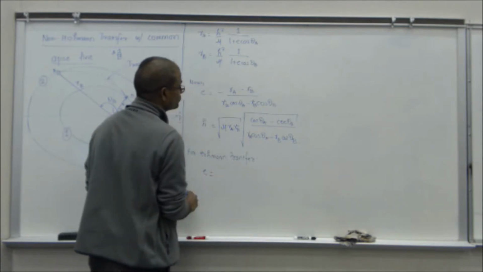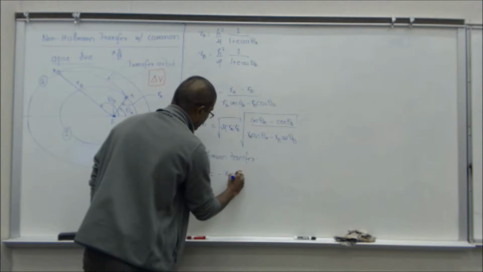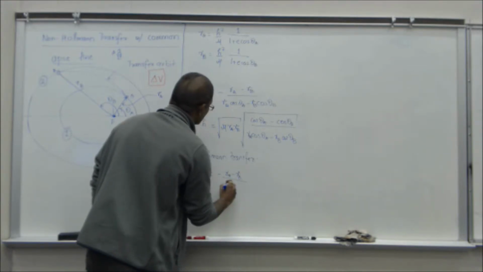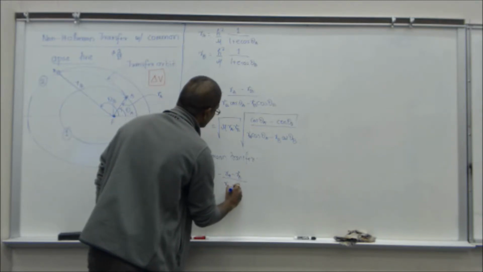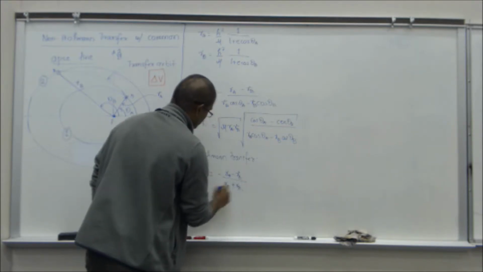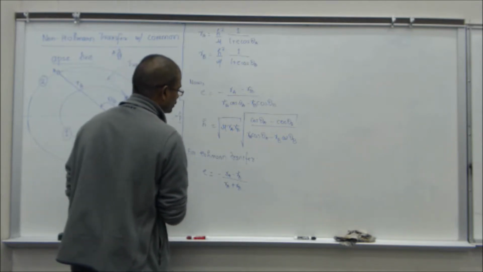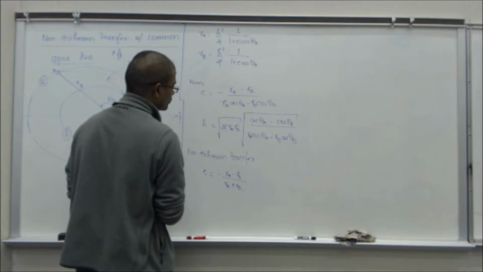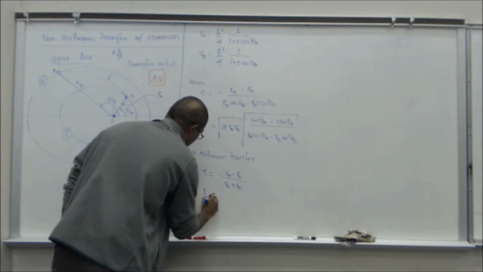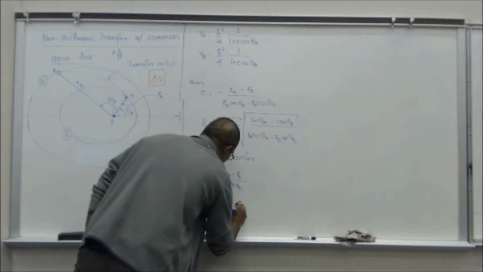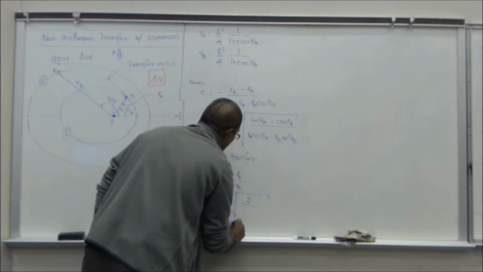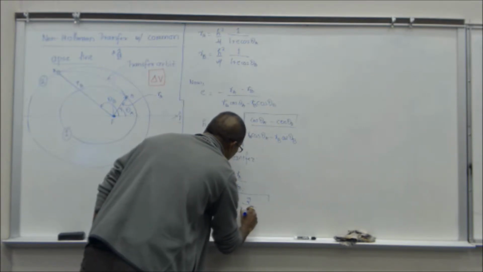If you just substitute that, you're going to get, for Hohmann transfer, e would be equal to (RB minus RA) over (RA plus RB). Okay. Similarly, h is the root of mu RA RB, times 2 over RA plus RB.